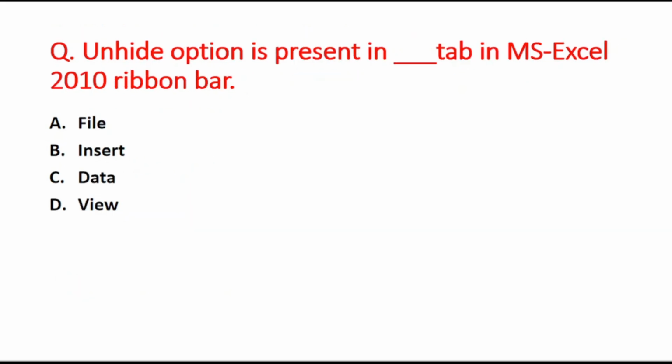Next question is, blank option is present in the tab in MS Excel 2010 ribbon bar. Your A option is File, B option is Insert tab, C option is Data tab, and D option is View tab. The right answer is option D, that is View tab.